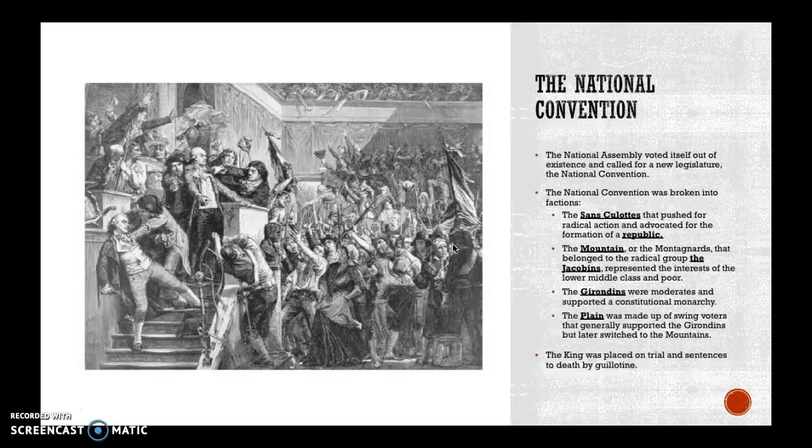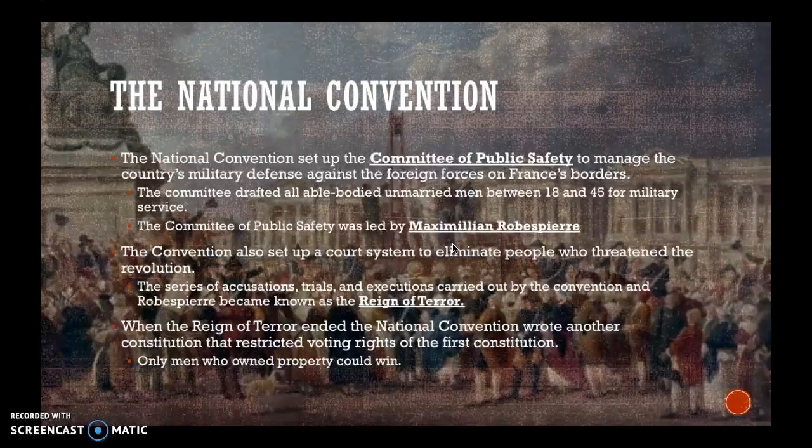The Mountain, otherwise known as the Montagnards, who belonged to the radical group, the Jacobins, represented the interests of the lower middle class and the poor. These are like the peasants. The Girondins were moderates. They were kind of in the middle, and they supported a constitutional monarchy. The Plain was made up of swing voters that generally supported the Girondins, but they also kind of supported the Mountain as well. The king was placed on trial and sentenced to death by guillotine.